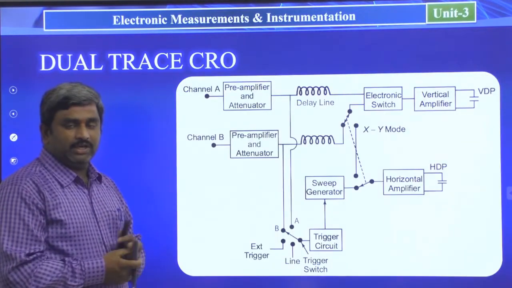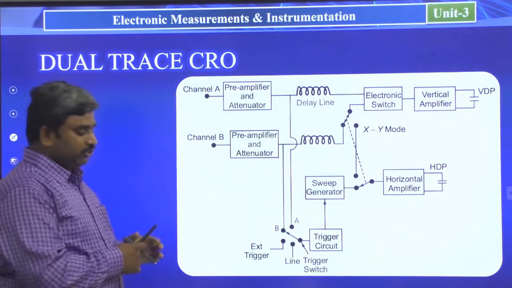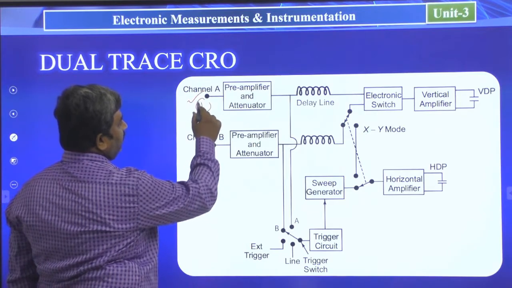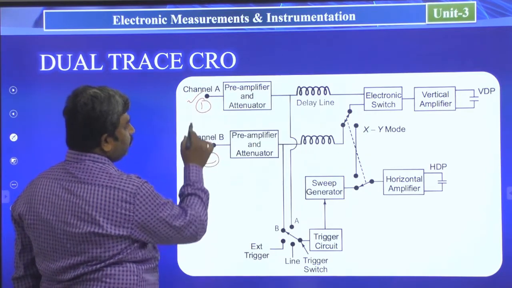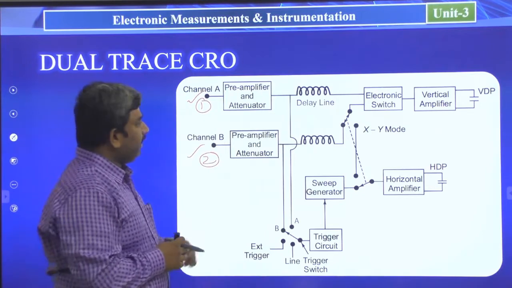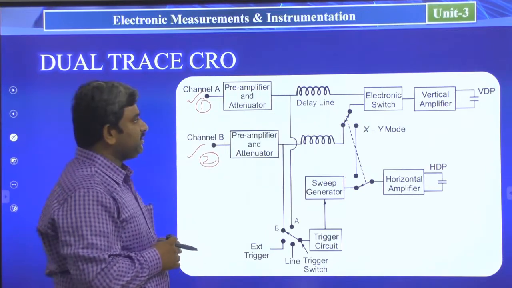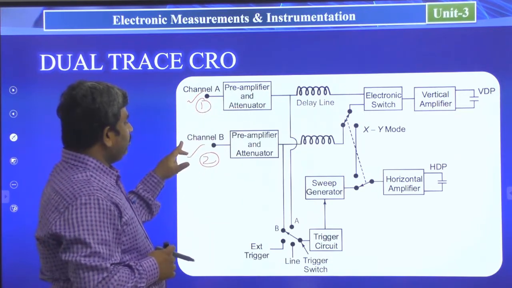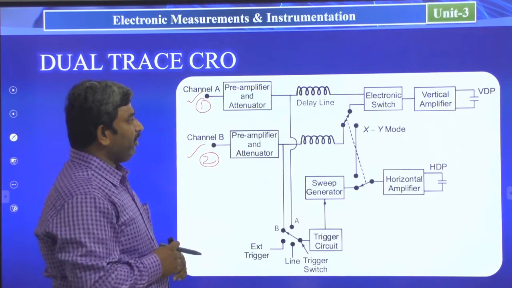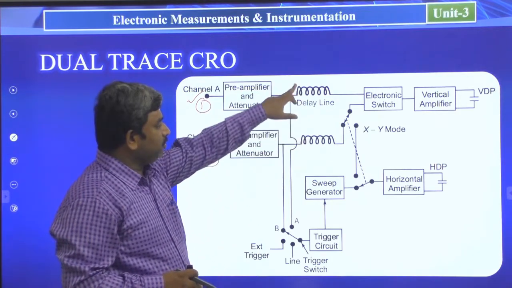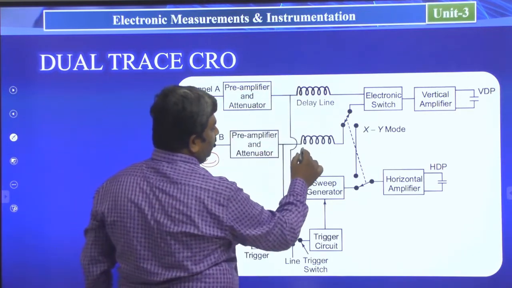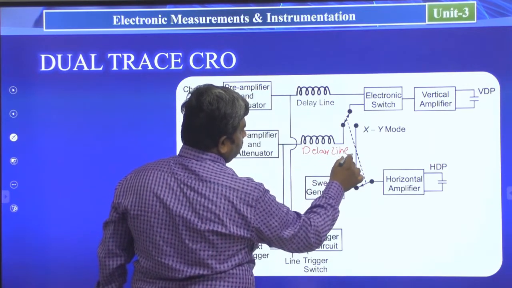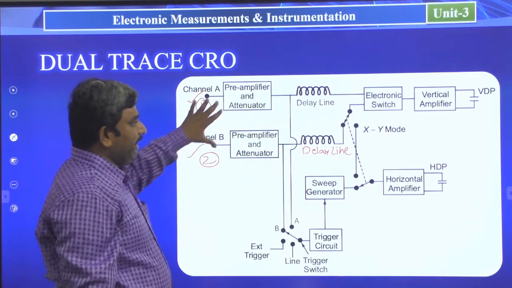For the dual trace CRO, we have two channels, channel A and channel B. Channel A is the first one and channel B is the second one. Two signals we are applying at the input of this dual trace CRO. For the first channel, we have a preamplifier and attenuator. For the second channel, we also have a preamplifier and attenuator. Both have delay lines. Here we have the first delay line, and here the second delay line.